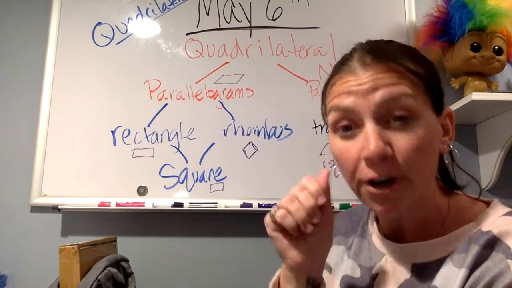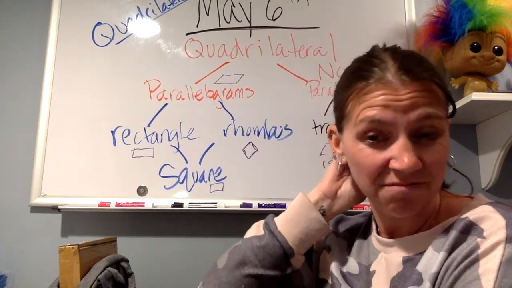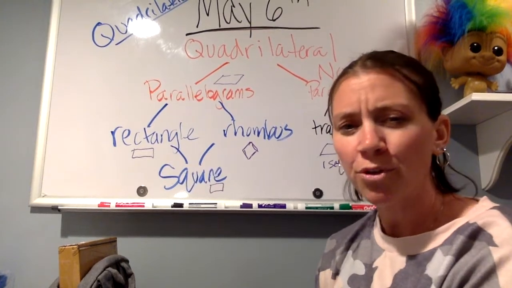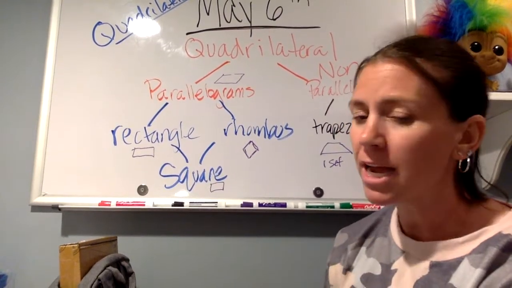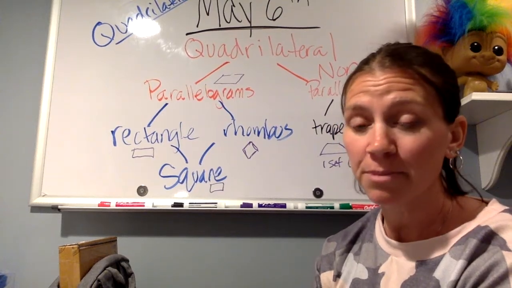Okay? It's very confusing, I know. And you're going to do it again. You'll definitely do it in geometry. Okay? Now, you might say, well, what if we go the opposite way? If I see a rectangle, is a rectangle a square? No, it doesn't have to be.